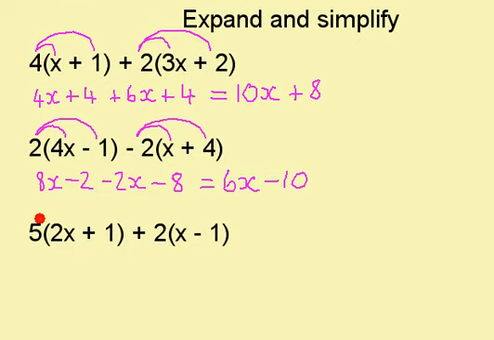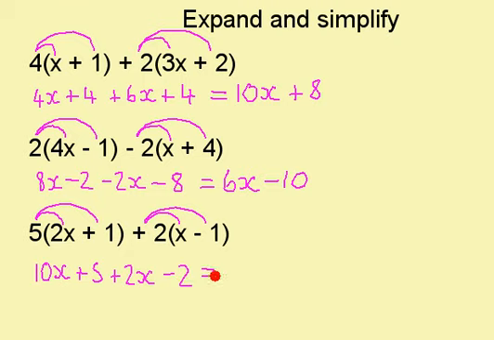So, the answer you should have got is 5 times 2x is 10x, and 5 times plus 1 is plus 5. Now we've got plus 2 times x, which is plus 2x, and we've got plus 2 times minus 1, which is minus 2. Now putting it all together, I've got 10x plus 2x, so that's 12x, and I've got plus 5 minus 2, which is plus 3.